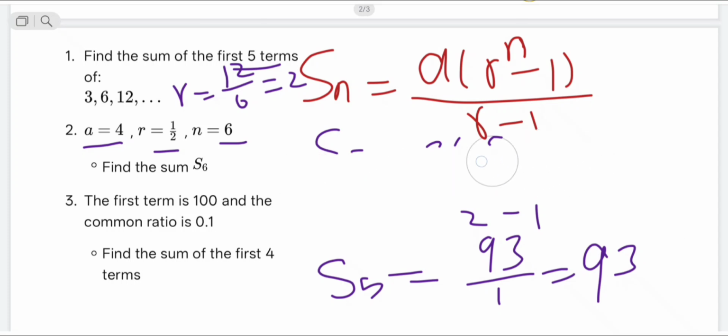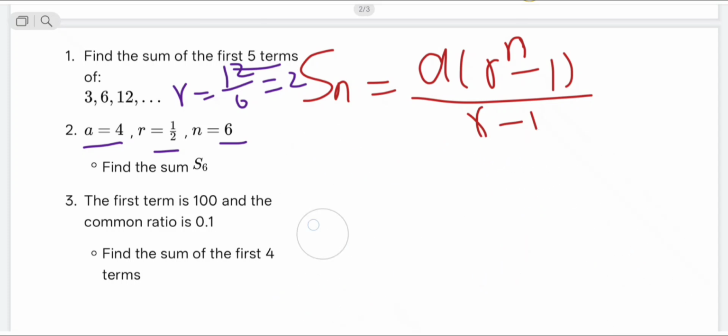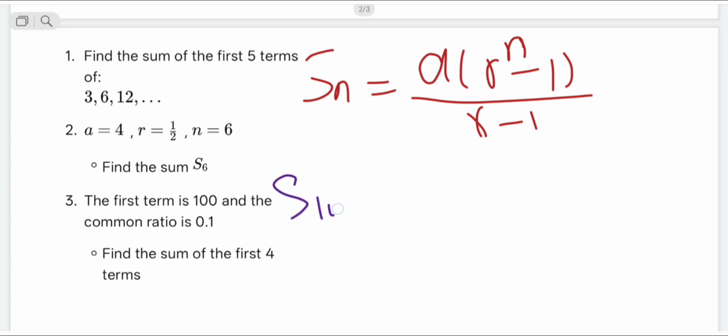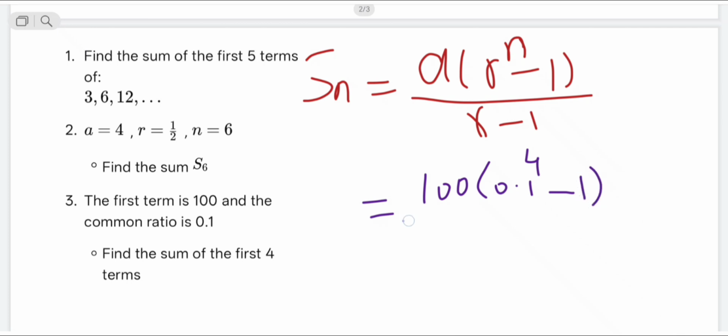Look at question number 3. In question number 3, they said the first 100 terms, n is 100, and the first term is 100. First term is 100, r is 0.1. What is n? First 4 terms. So 0.1 power 4 minus 1 over, r is what? 0.1 minus 1. Let us simplify.